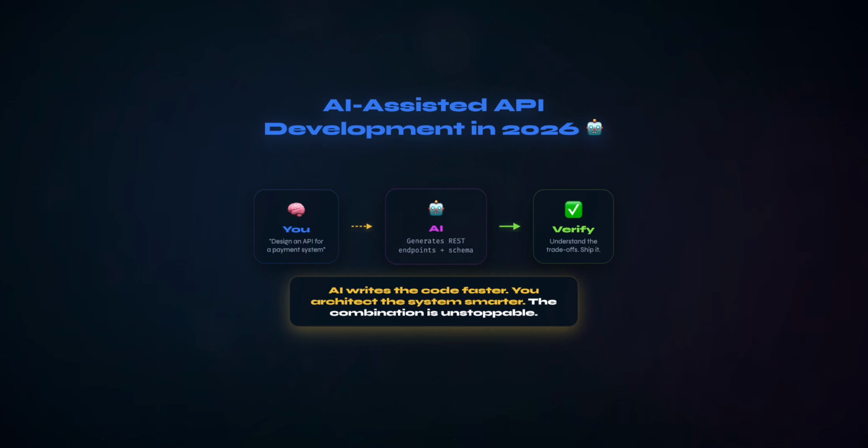Knowing why REST fails at real time, why gRPC beats JSON at microservice scale, and when webhooks outperform polling, that judgment cannot be generated. It comes from building systems and understanding the trade-offs. Master the fundamentals. Use AI to move faster. That combination is genuinely unstoppable.